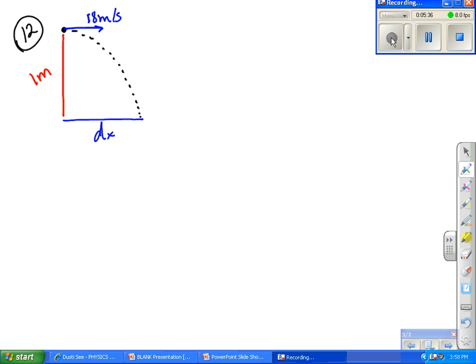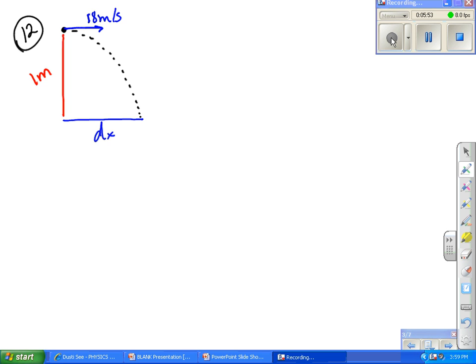On number 12, we have the cherry pit being thrown out of the car, and the car is moving at 18 meters per second, so that's the horizontal speed, and the window of the car is 1 meter above the ground. They want to find out, where's the cherry pit going to hit the ground? What distance is it from where it originally was thrown?